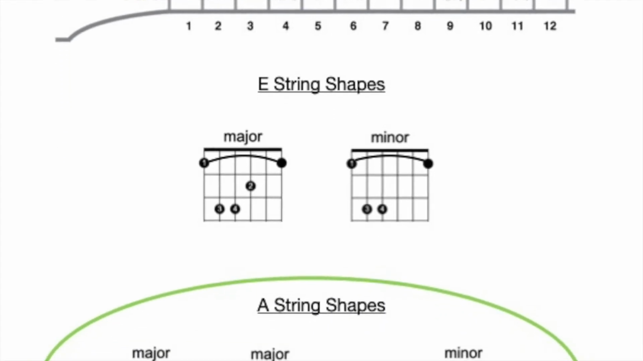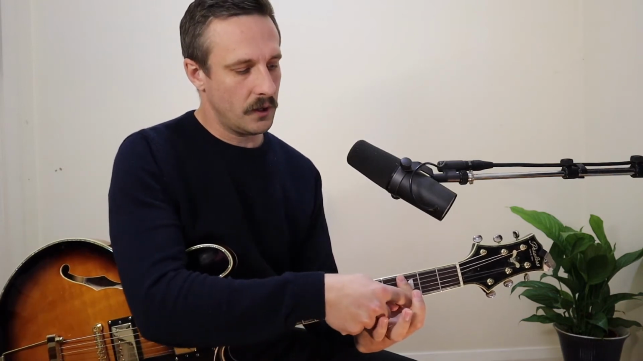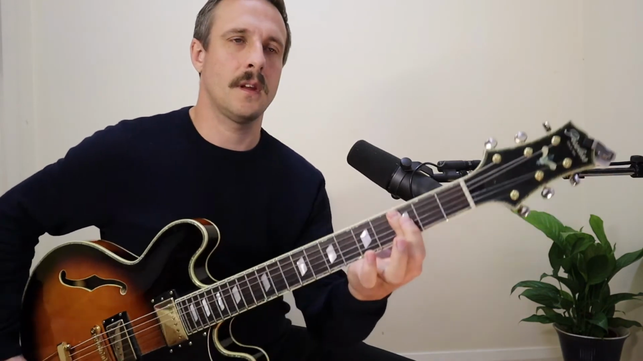Alright, so now we're on to our A string shapes. So like I mentioned before, these are based on the A chord and the A minor chord. So as our example, let's start with a C major chord, which we're going to do like this. This time when we're doing A string shapes, what we want to do is flatten our index finger across the first string all the way to the 5th string, like this.